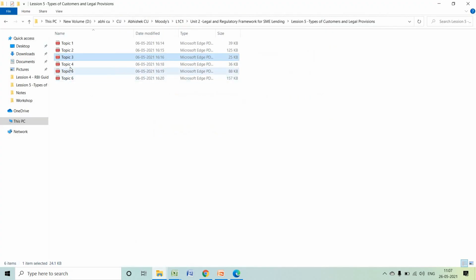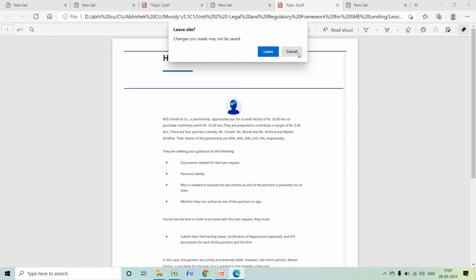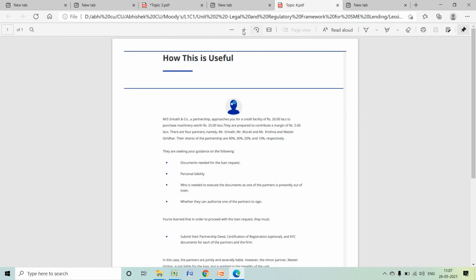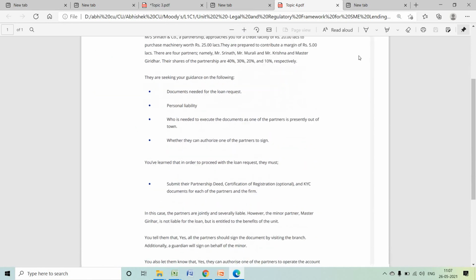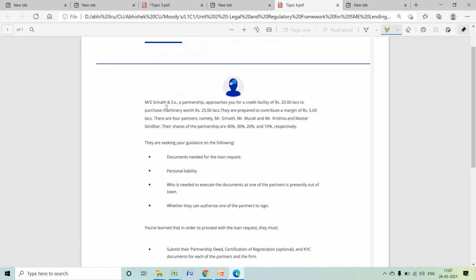Now let us go for topic 4. Now this is a case study, as we always have. So now, M/S Srinath and Company, a partnership, approaches you for a credit facility of 20 lakhs to purchase machinery worth 25 lakhs. So 5 lakhs they are contributing on their own, and they are asking for a credit facility of 20 lakhs. They are prepared to contribute a margin of rupees 5 lakhs.